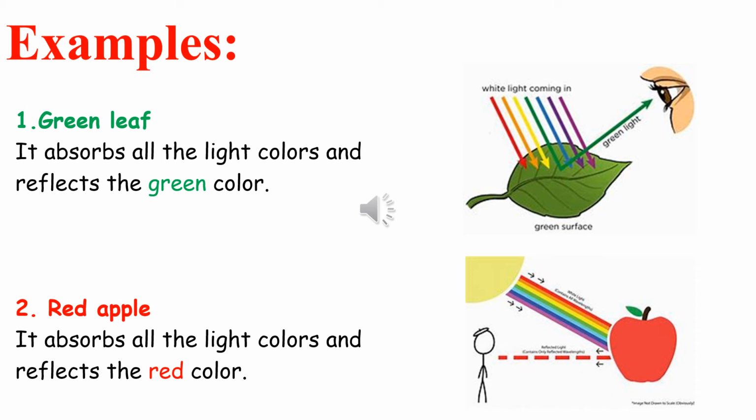We have another example about the red apple: how can we see its color as red? When the white light falls on it, the red apple absorbs all the light colors and reflects only the red color. Only the red color will reach our eyes, so we see its color as red.